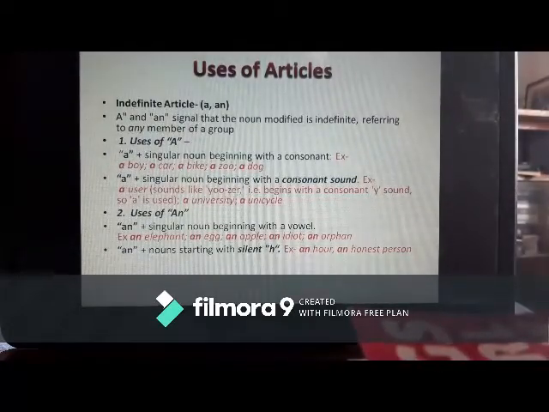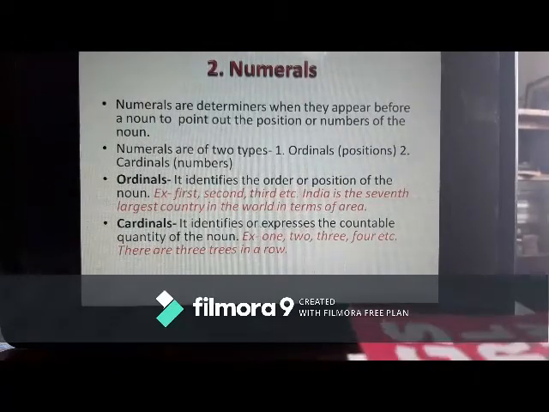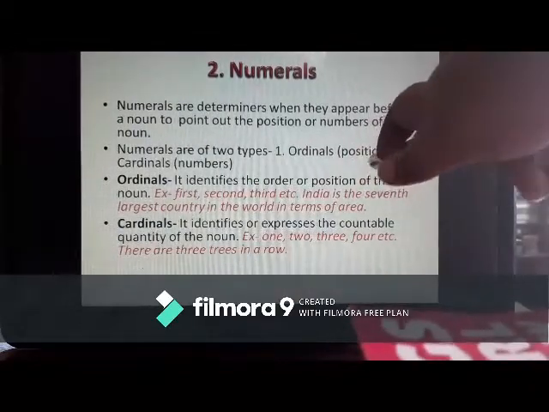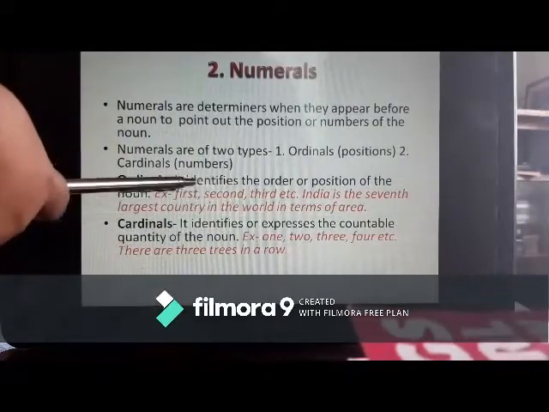Okay, so going to the next slide, we will be going to the numerals. What are numerals? I told you in the beginning, numerals are determiners when they appear before a noun to point out the position or numbers of the noun. So this is the definition. Numerals are determiners when they appear before a noun. They point out either position or numbers. Okay, so the numerals are of two types. Number one, ordinals, which tell you about the positions, and number two, cardinals, which tell you about the numbers.